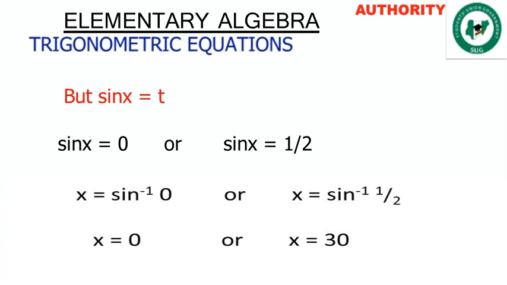So x is equal to sine inverse of 0, which is 0, or x is equal to sine inverse of 1 over 2, which is 30 degrees. Yes, we have finally solved the equation, and our value is x equal to 0 degrees or x equal to 30 degrees.